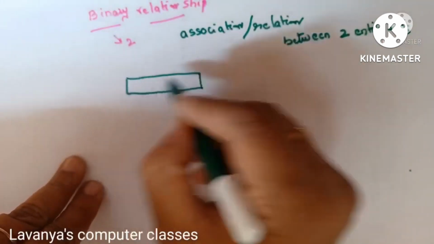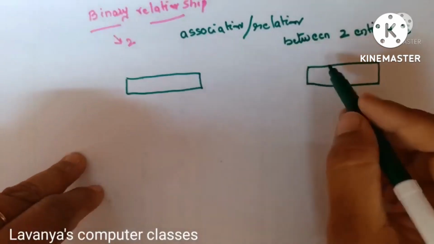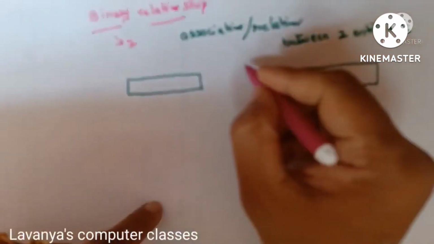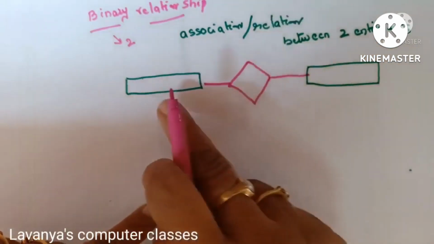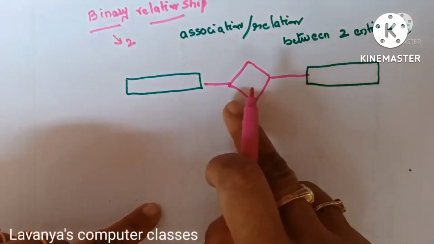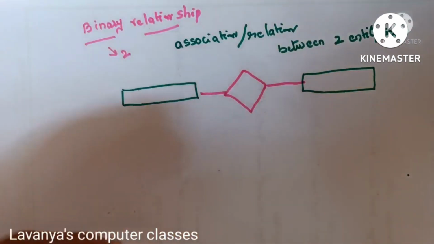So here is one entity set and one more entity set. These 2 entity sets are related with one relationship. The rhombus is for the relationship in the diagram. So this is the representation of a binary relationship. 2 entity sets, one relationship.